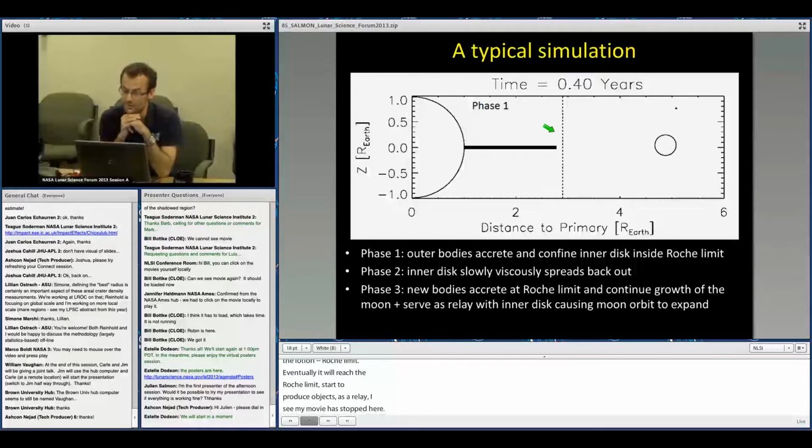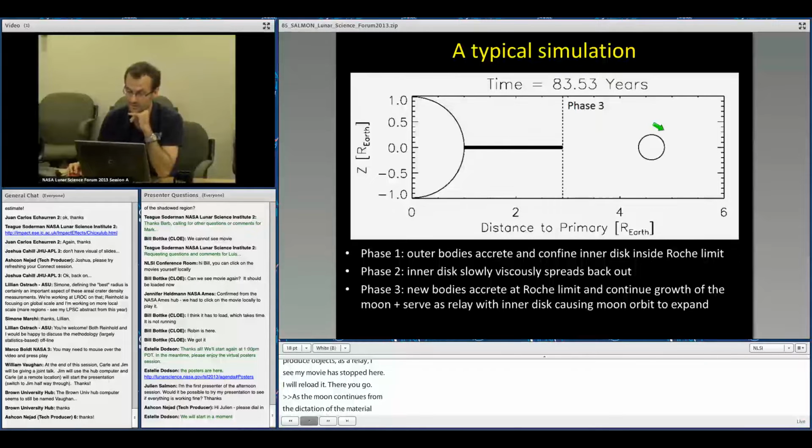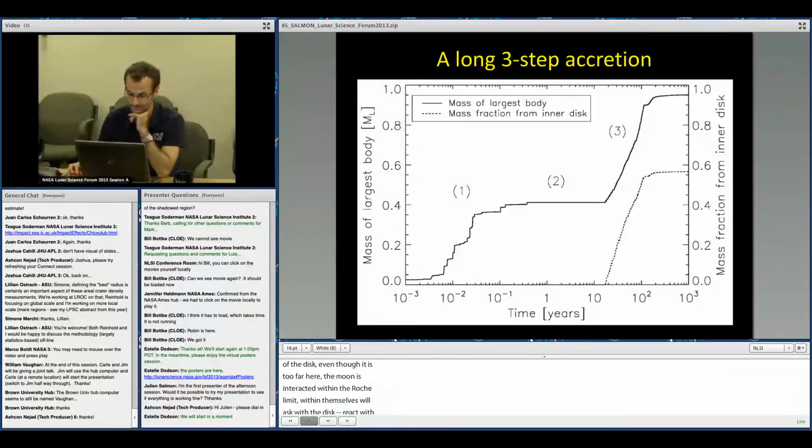There you go. In the third phase, the accretion of the moon continues from accretion of the material from the inner disk. And even though the moon is too far away here to interact directly with the disk, the moon interacts with objects formed at the Roche limit, which themselves are interacting with the disk and serve as a sort of angular momentum relay that eventually causes the moon's orbit to expand further away.